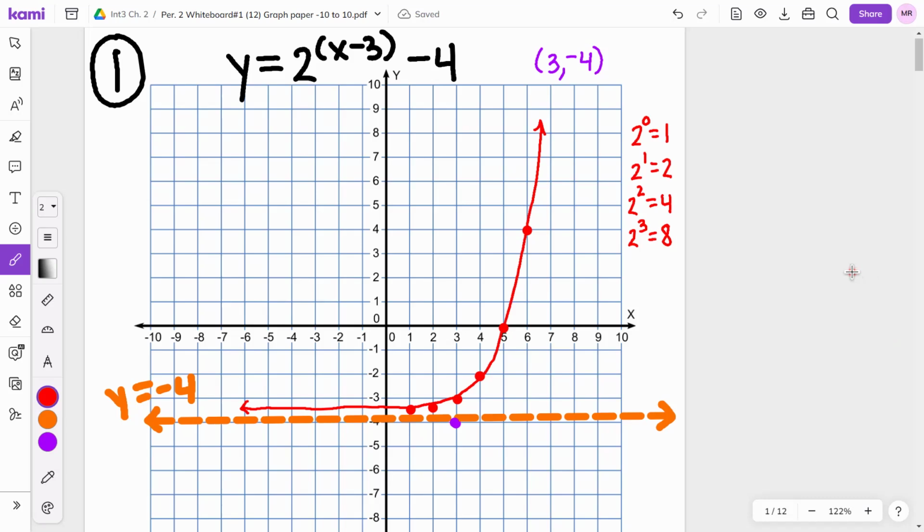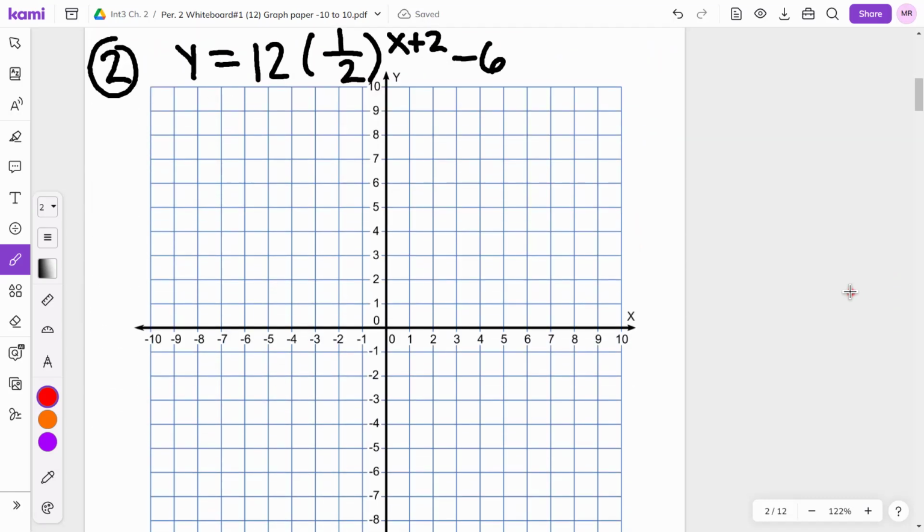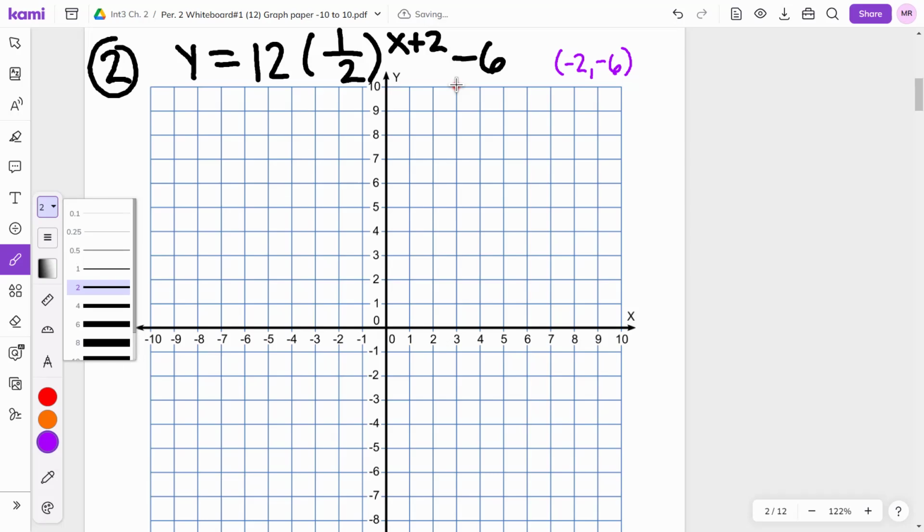So the next one is also an exponential graph. And this one has a stretch, or an A, our initial value of 12. So that's going to be different than the last graph. And our multiplier, or our B, our base, is 1/2. But I'm still going to find a locator point. And my locator point is going to be (-2, -6). So that's where I'm going to go. I'm going to go to (-2, -6). I'm going to put my locator point. Make it a little bit bigger so we can see it.